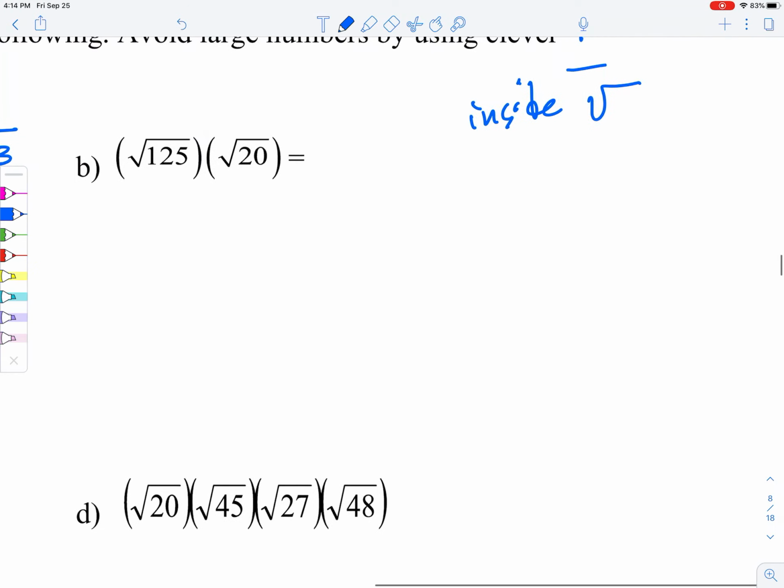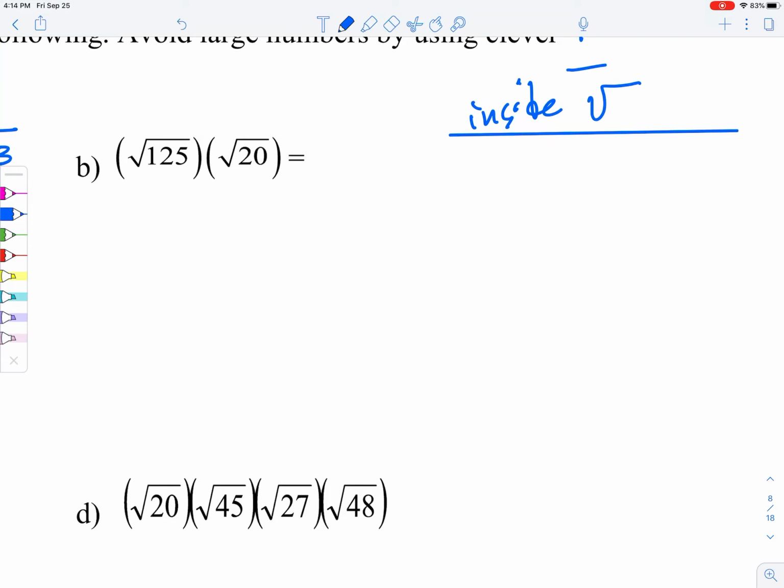Okay, for question B, I'm just going to draw a line. Well, that was supposed to turn into a nice straight line. There we go. A line over there. So root 125 times root 20. So still looking for perfect squares. We did that before when we were simplifying things in 3.1.